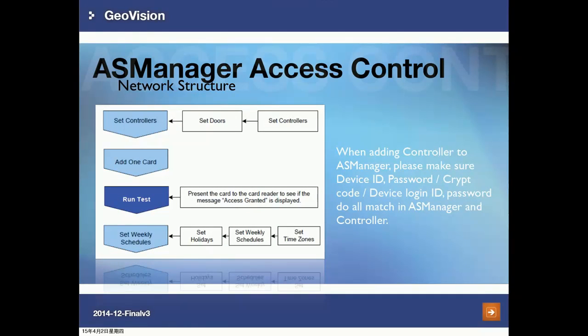Okay, so you can follow this flowchart when adding an AS controller to ASManager. So first you add the controller to the ASManager, followed by adding the doors, how many doors you want. And then you connect the readers to the controllers. Once the readers are connected, you can just swipe a card at the reader, and then ASManager should come up with the card info, and then you can add it from ASManager. And then you can also do some testing and see if the cards can be read by the readers. Once the testing is done and everything is working fine, you can set your release schedule, like what time you want the door to be accessed, and also set the holidays.